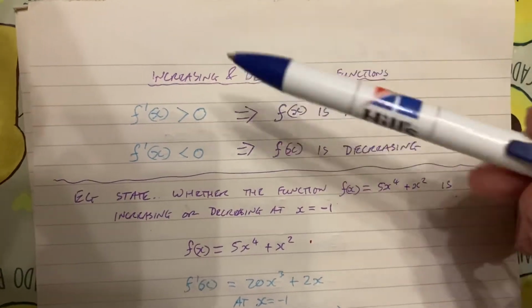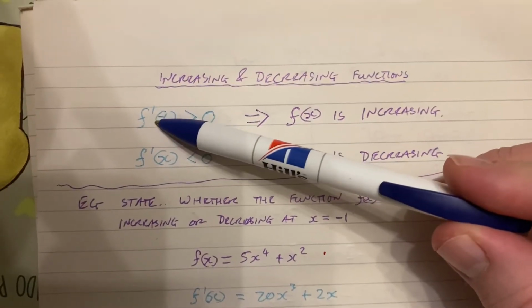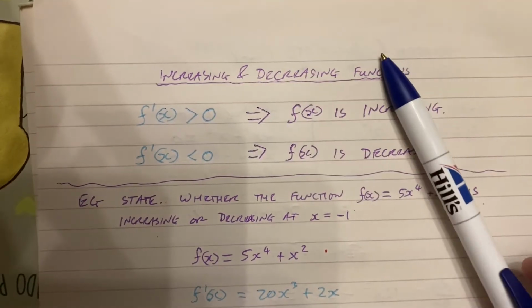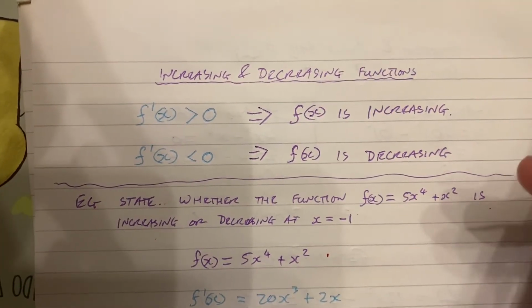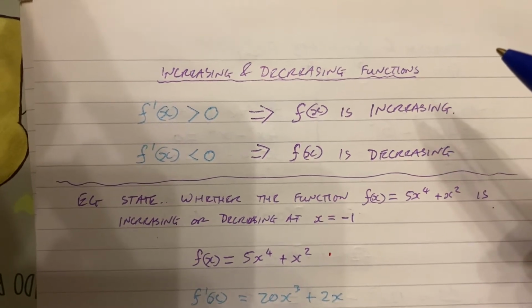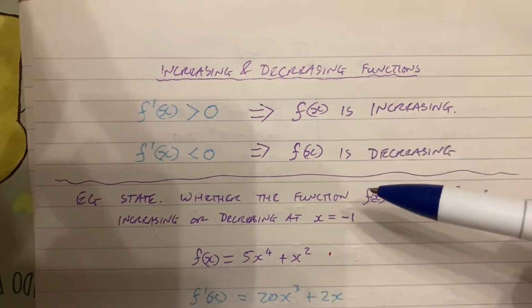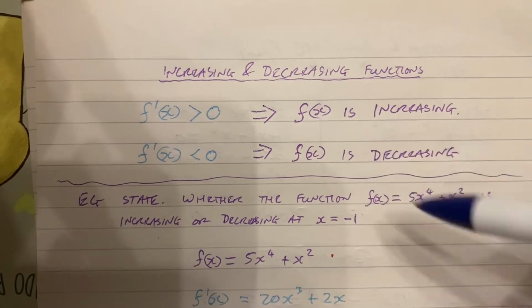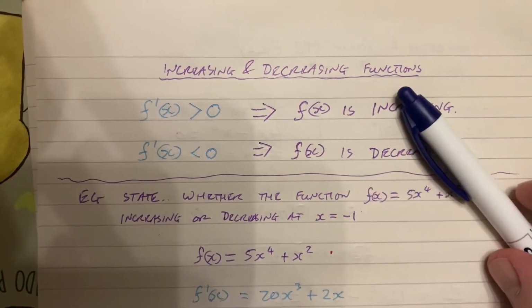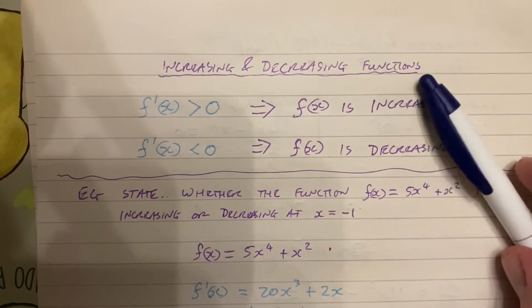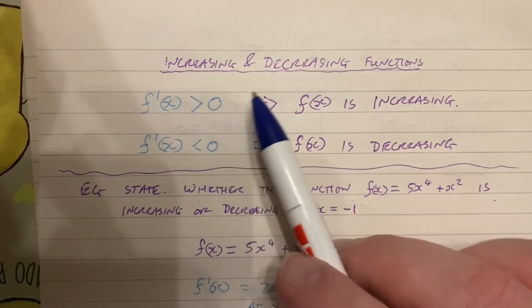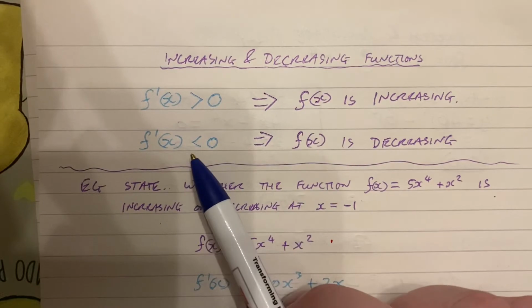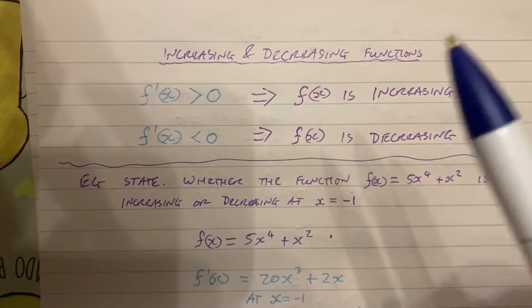Increasing and decreasing functions. Basically, we've already touched on this. If your gradient's going upwards from left to right on a graph, your gradient's positive, which means your function is increasing. If your gradient's going downwards from left to right, i.e. it's a negative gradient, it means your function is decreasing. So when your gradient's positive, your function is increasing. When your gradient's negative, your function is decreasing.